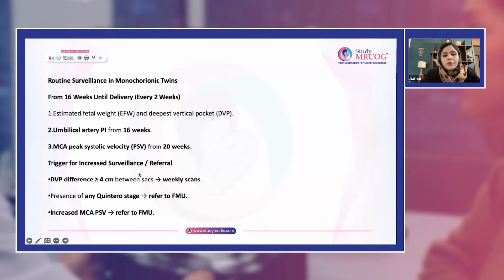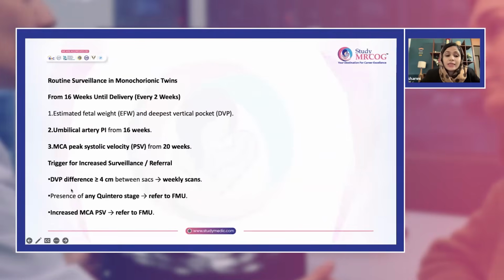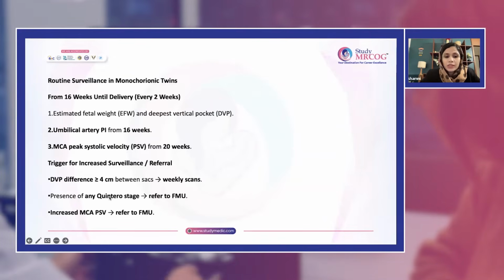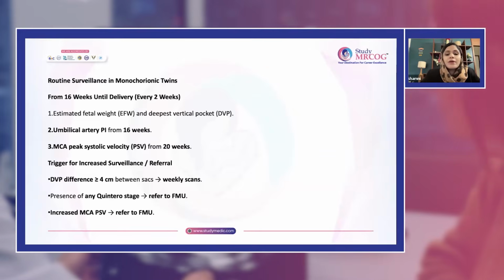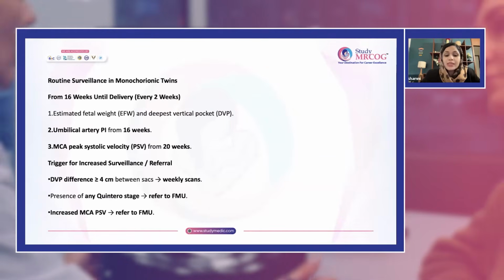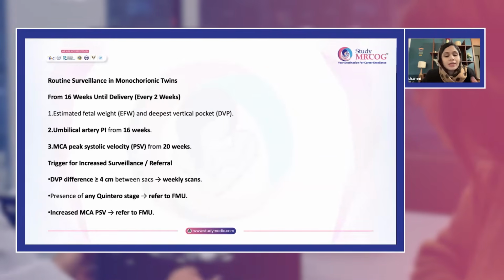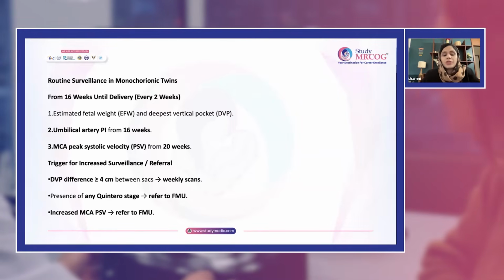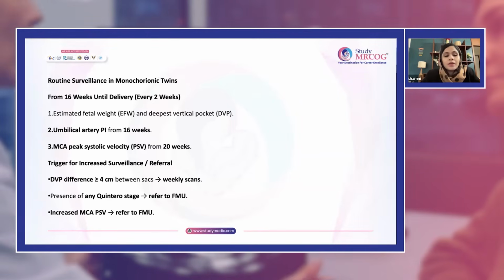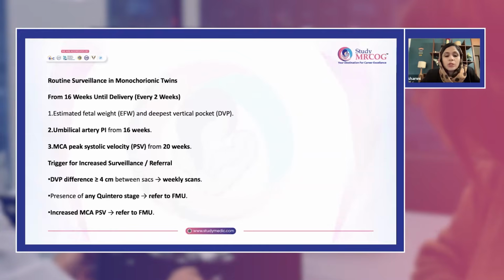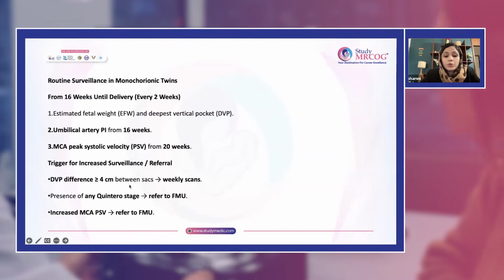Now, if during your surveillance you see that the DVP difference is more than or equal to 4 centimeters between two sacs, then you have to convert it into weekly screening. That is, weekly scans have to be done. And if you come across any Quintero stage, you have to refer to FMU. Increased MCA PSV is also an indication to refer to FMU.